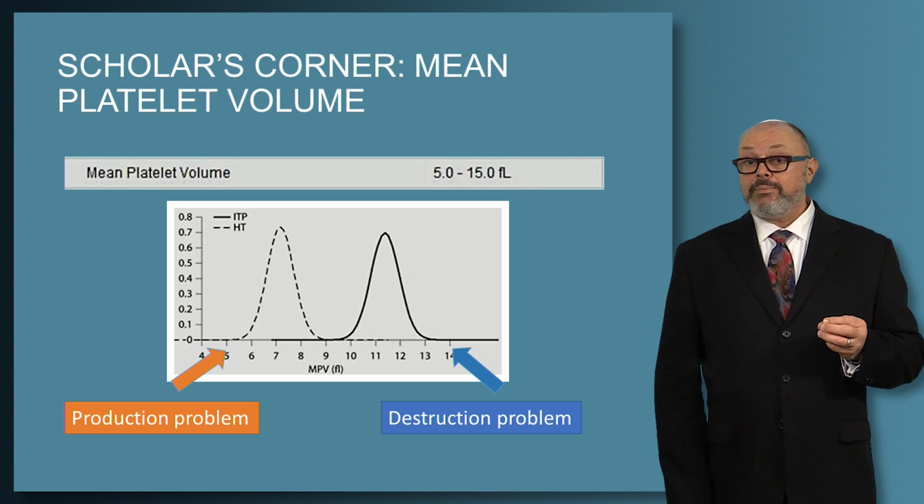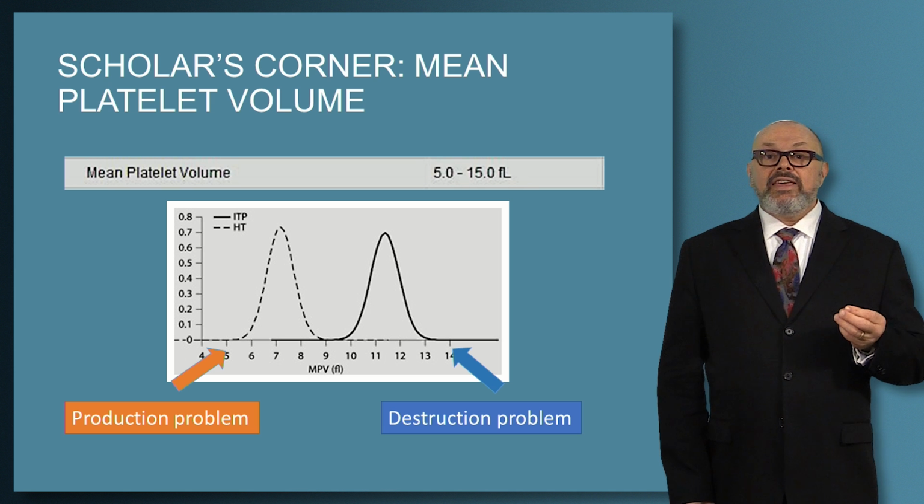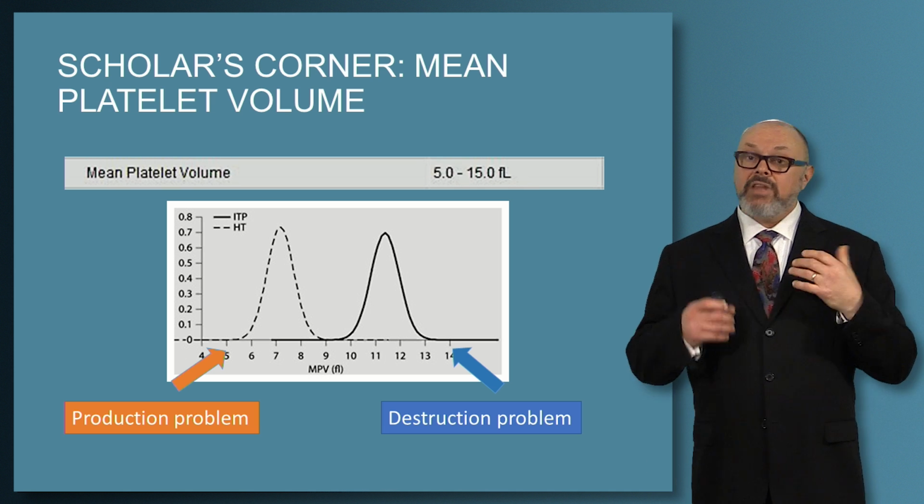If they have a low platelet count because of immune destruction of platelets, for example in ITP, then the MPV will tend to be high. And so it's a helpful clue.